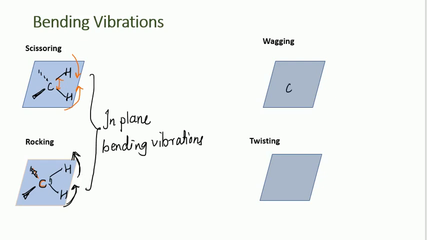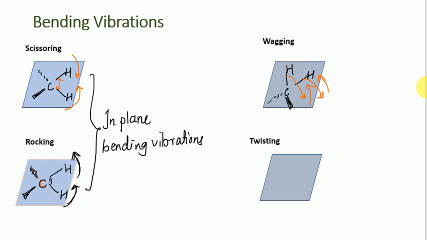Wagging is the motion done by honeybees to remove honey from their mouth. Wagging means a motion where these hydrogens come out of the plane and again come back to the original position. They just come out, come back, come out, come back, like a swing. We swing in the garden, and that is like the motion. It is called a wagging motion.